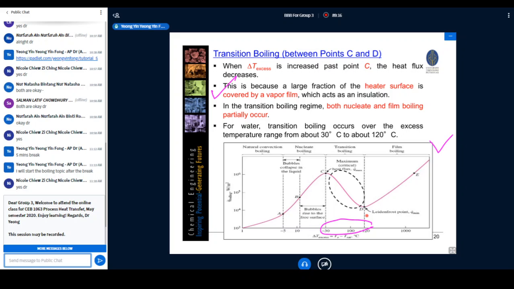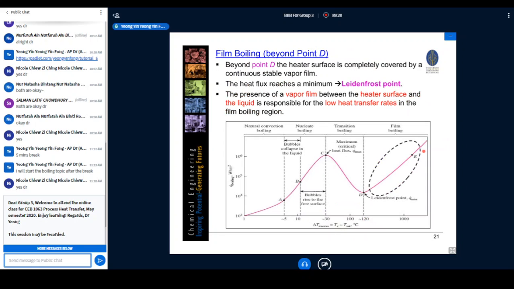Finally, it reaches film boiling. Beyond point D, the heated surface is completely covered by a continuous stable vapor film. The presence of the vapor film between the heated surface and the liquid is responsible for the low heat transfer rate in the film boiling region. So it's still low starting here, then after that it slowly increases. The minimum point is called the Leidenfrost point. So this is explained as a recap for you all.